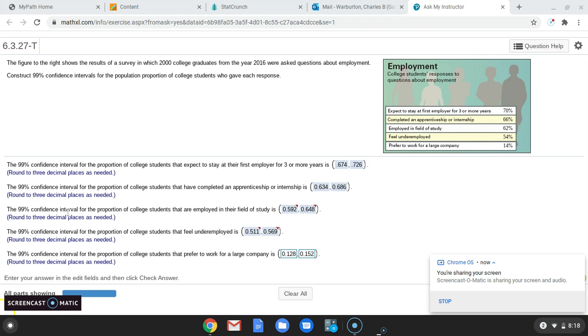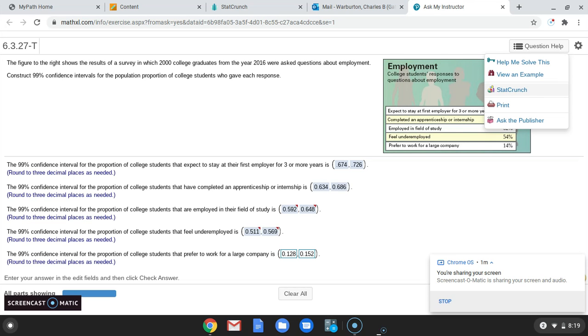It says the 99% confidence interval for a proportion of college students that are employed in their field of study is. So if we go over here and find employed in the field of study, that's 62% as the point estimate. So what we want to do is use that point estimate to get an interval estimate. And if we look here, there were 2,000 college students in our sample size. We can use technology to help us find that confidence interval.